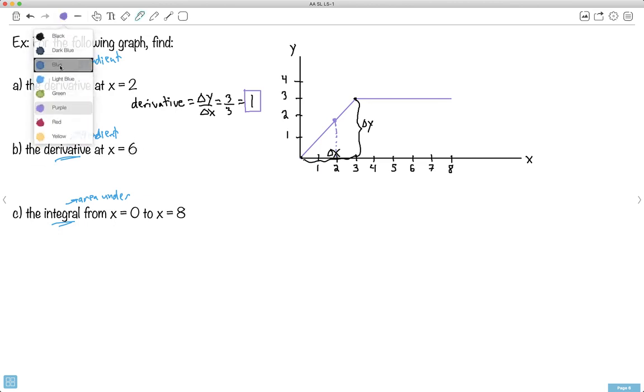How about the gradient at x equals 6? Let's do that one. So this one right here, maybe I'll do it in a different color, green maybe. So at x equals 6, let's look at that. That's this point right here. At this point, do you notice the gradient is flat? It's flat. So what does that mean?